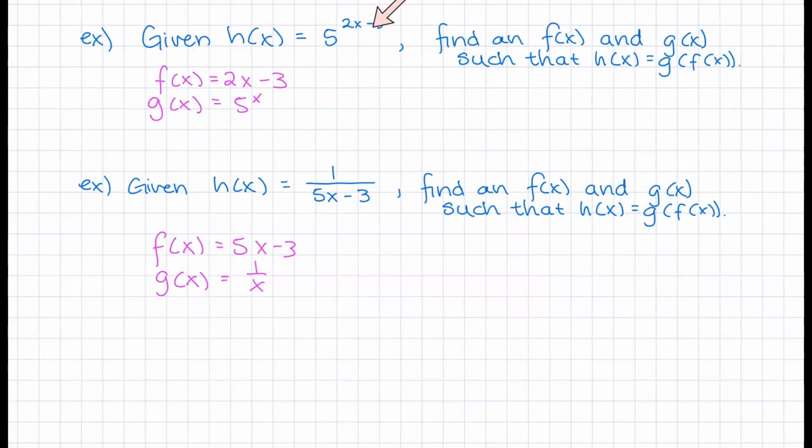Then replacing that with the placeholder of x, our outside function is 5 to the x. Second example, this expression of 5x minus 3 is inside the denominator. So let's make f of x equal 5x minus 3. And when we replace that with a placeholder of x, we get the outside function is 1 over x.